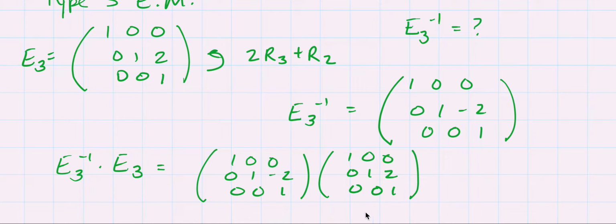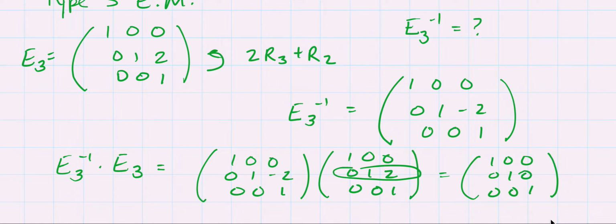So we're taking this matrix and multiplying it by an elementary matrix that says I take the second row, so I take this row, and I add -2 times the third row. So -2 times the third row would indeed give me the identity matrix.